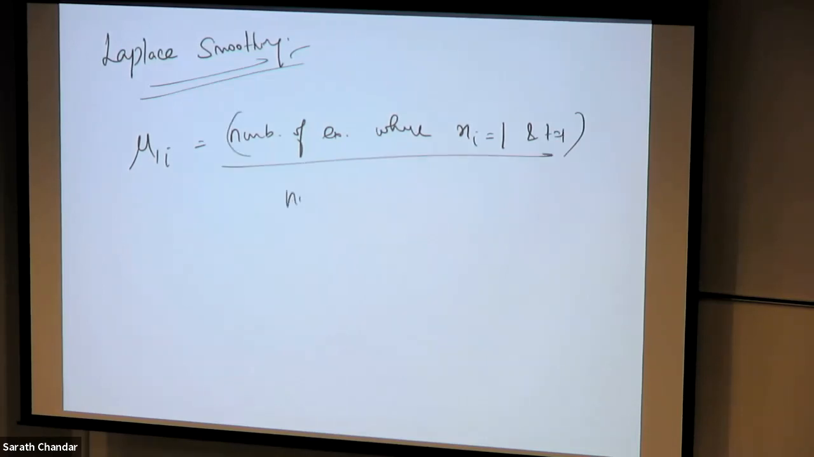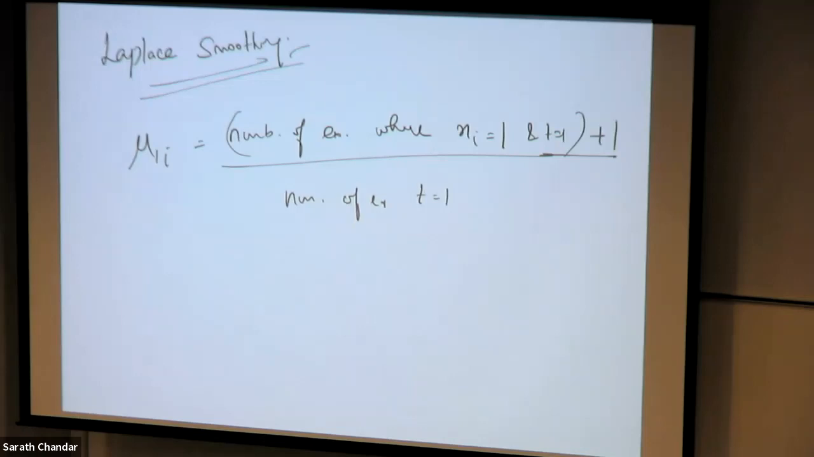Okay, now the idea of Laplace smoothing is mu1i is equal to the number of examples where xi is equal to 1 and t is equal to 1, divided by the number of examples where t is equal to 1. So this is what my previous estimate was, right? I'm just going to add +1 here and +2 here. Which means for both the classes, I'm adding 1, 1.